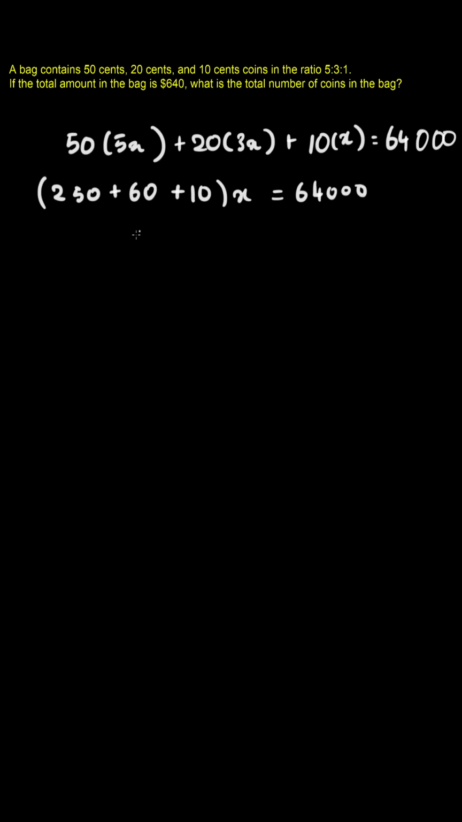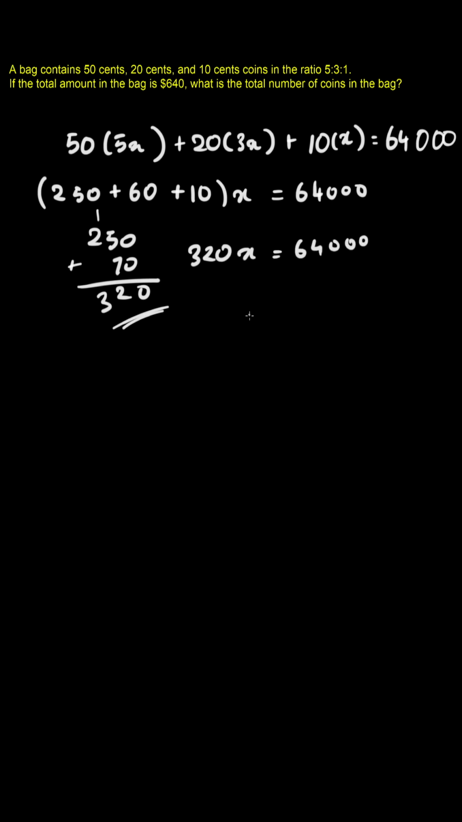Now 250 plus 60 plus 10 gives me 320. So 320x is equal to 64,000. Now we are going to divide this. Let's divide everything by 320.